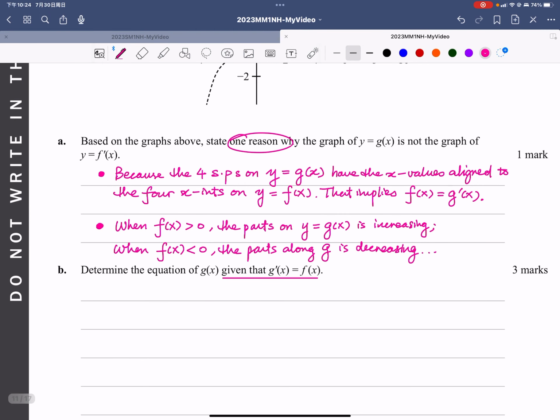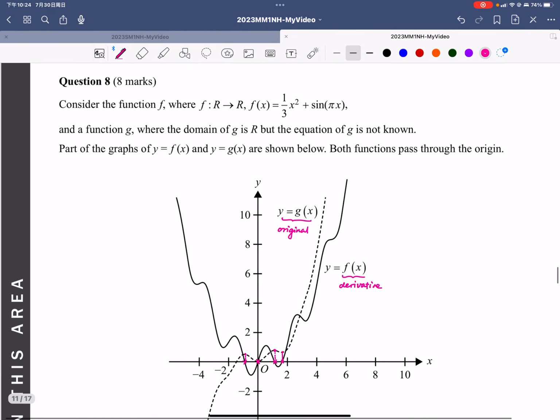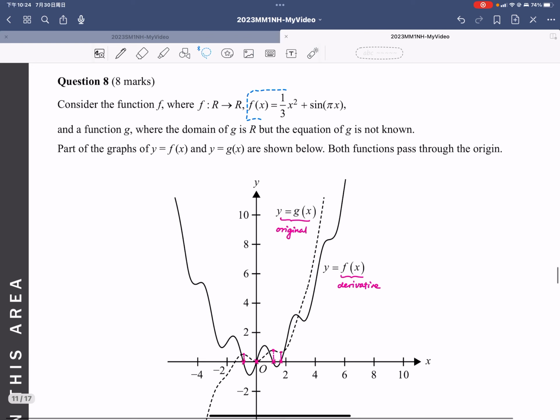Determine the equation of g of x given that g dash equals to f of x. So I need to anti-derive f of x. Let me just take a snippet here.